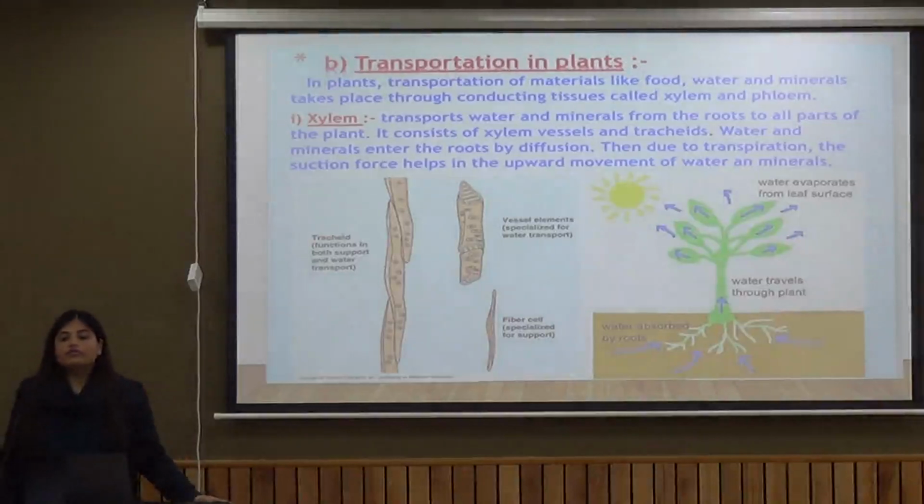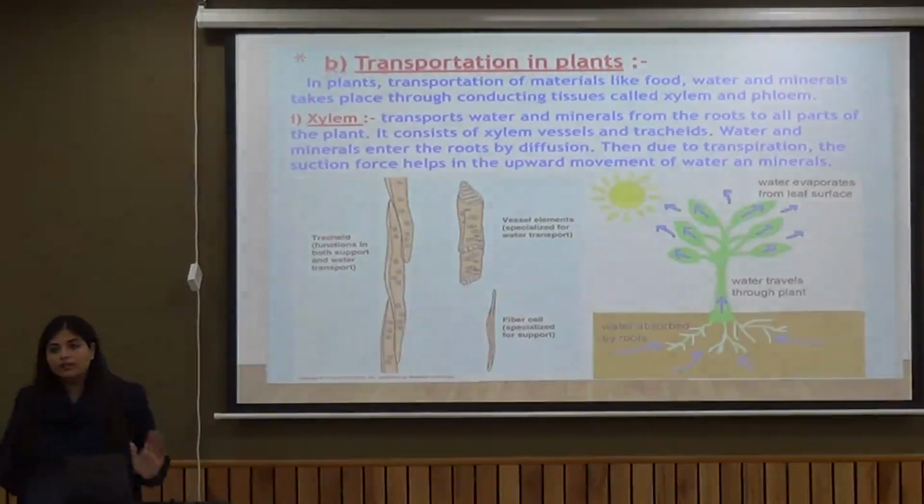Now water and minerals enter the root through diffusion. And how are they transported? Through the transpirational or the suction pull which is created when the process of transpiration is taking place all the time in the leaves. Remember, water is evaporating continuously through stomata. When it evaporates, it creates a suction pull and the water moves upwards to all the parts of the plant.